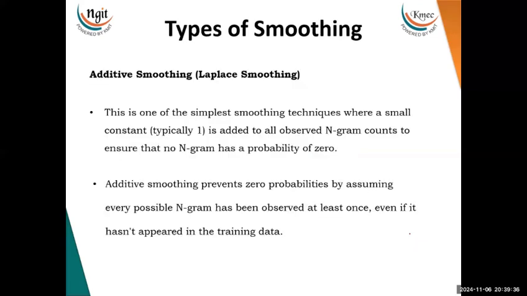Types of smoothing. The first one is additive smoothing, also called Laplace smoothing. This is one of the simplest smoothing techniques, where a small constant, typically 1, is added to all the observed n-gram counts to ensure that no n-gram has a probability of 0. Additive smoothing prevents zero probabilities by assuming every possible n-gram has been observed at least once, even if it has not appeared in the training data.